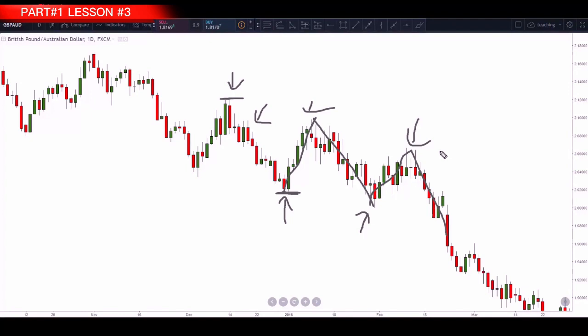Again, we're going to go over that in a lot more detail later on in the course, but hopefully this has been a great beginner's guide to how to read and understand candlestick charts.